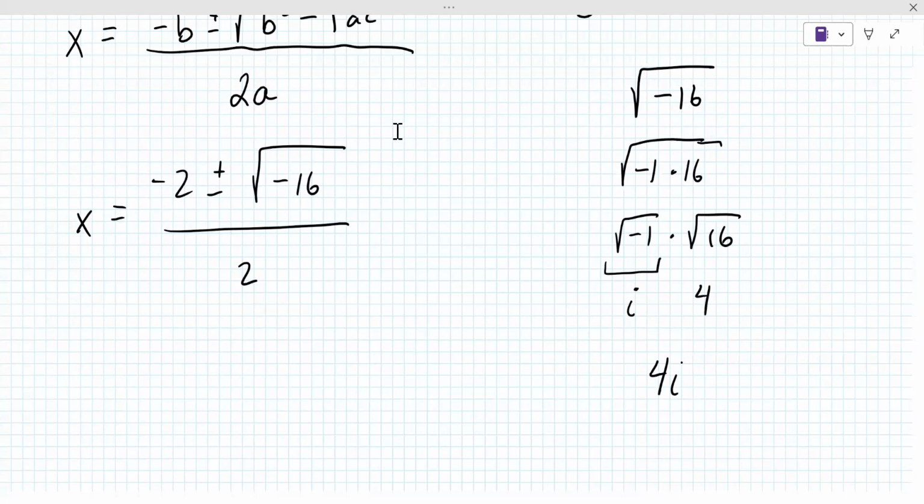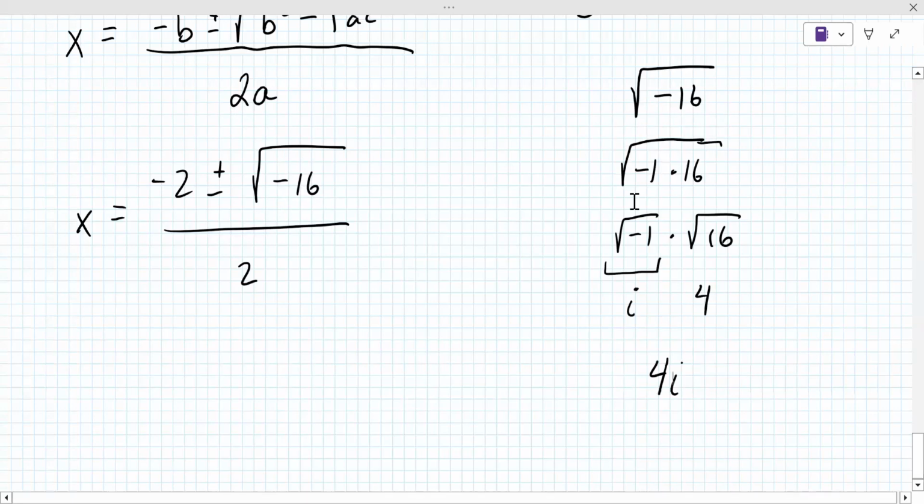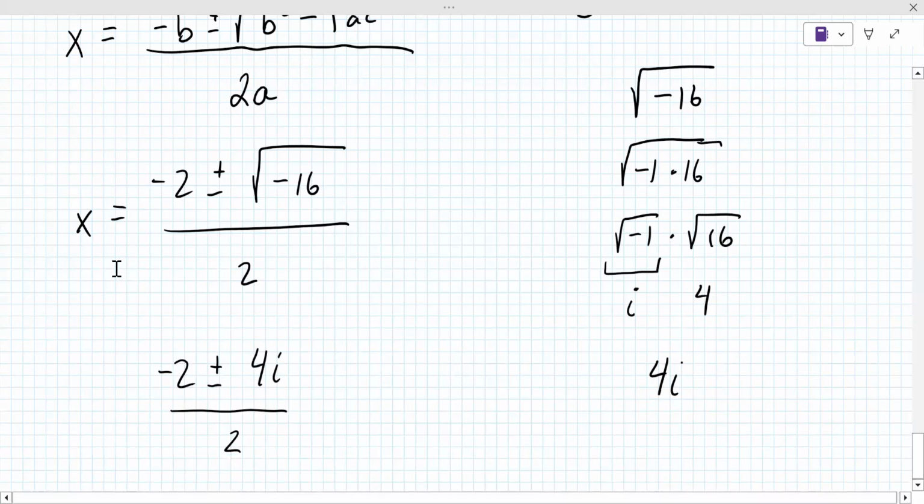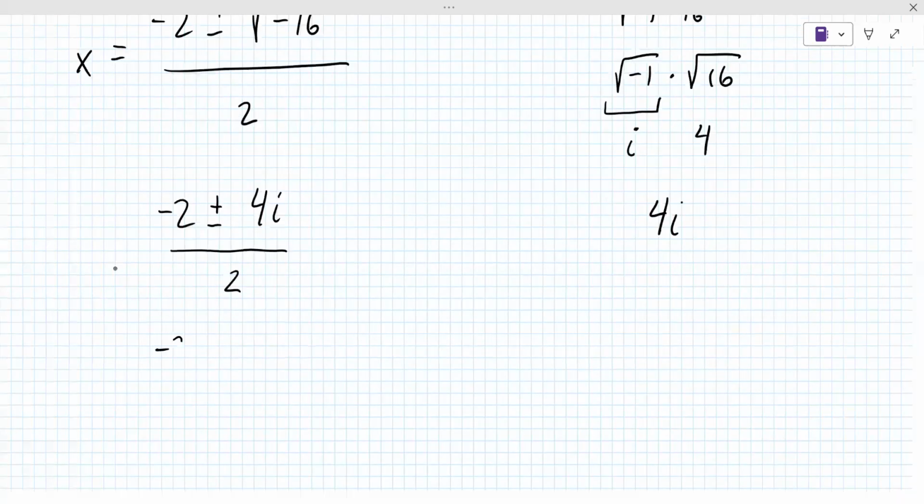So that's the part of the square root. Notice we tend to come off to the side and figure that part out. And then we're going to divide everything by 2. So you're going to divide each of the terms. -1 plus or minus 2i. Yes.